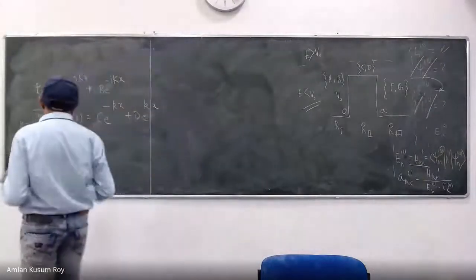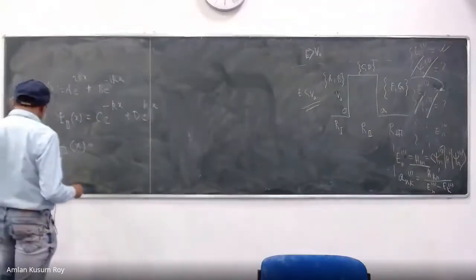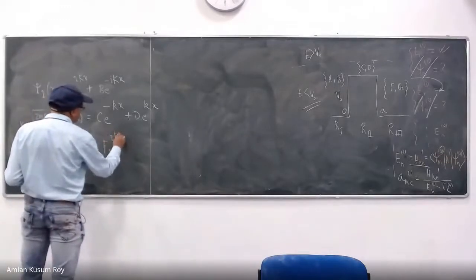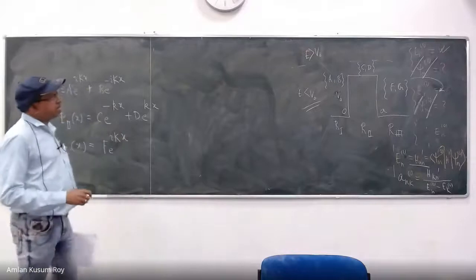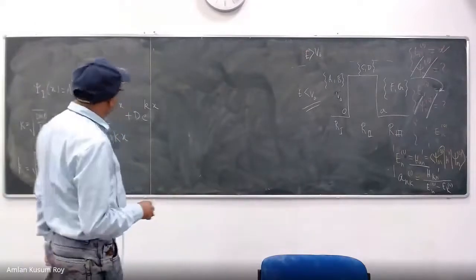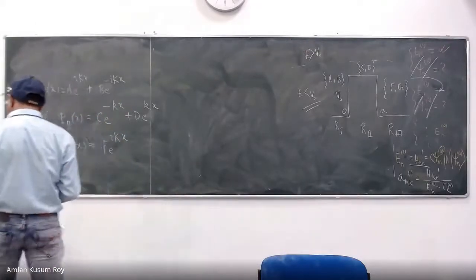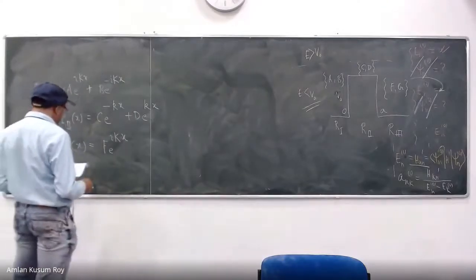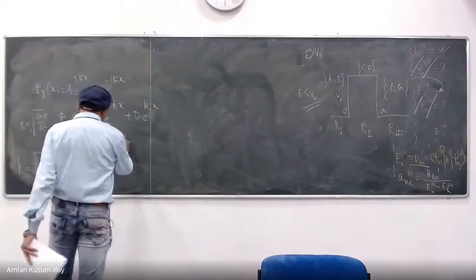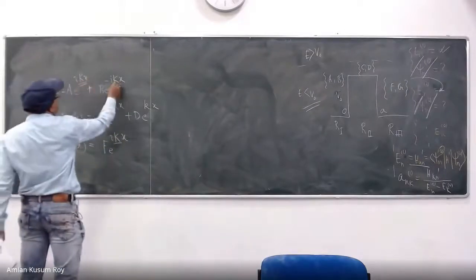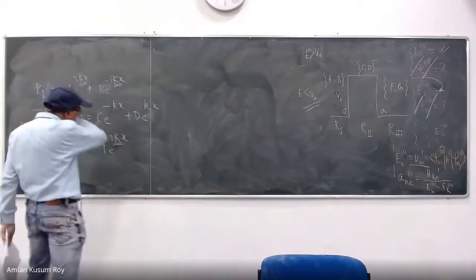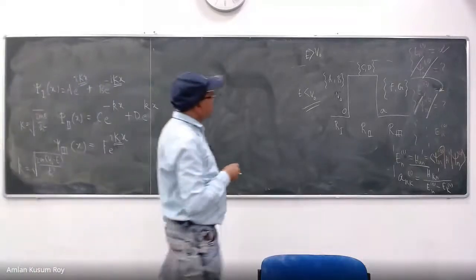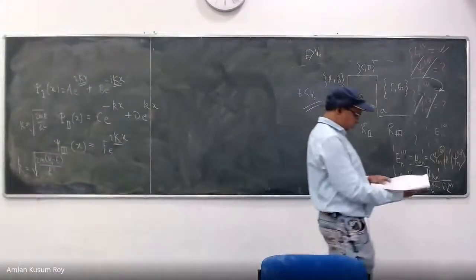And so psi 3(x) will be what? We do not have any G, so G has to be 0, and F is e to the power i kx, because this will be the same k as over here, because V is the same in these two regions, right? So this is the summary of the problem.